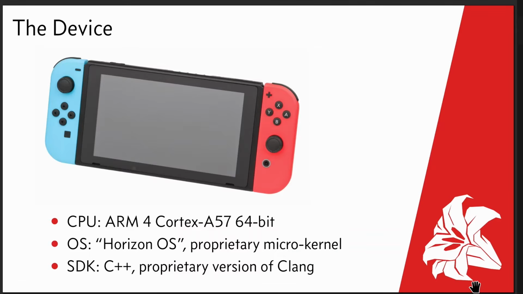So we have an ARM 64-bit processor. Excellent. ARM is standardized. It's no weird extra instruction stuff. Great. The OS is called Horizon OS, or NX OS, as it was in the beta stage, which is a proprietary microkernel. Not so great for us. And then the SDK, all the game stuff, it's all C++ and all only for Windows. So, great.